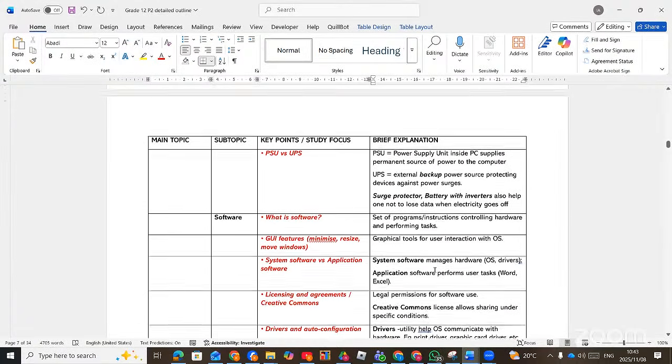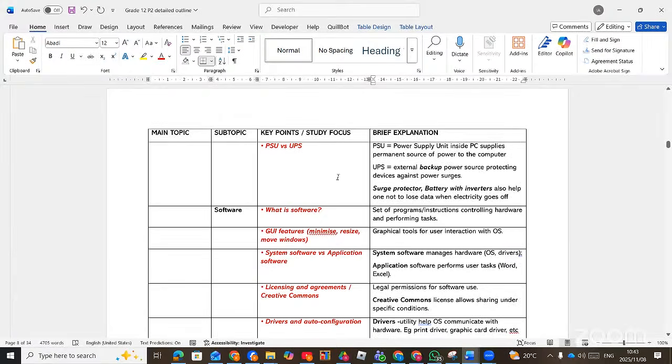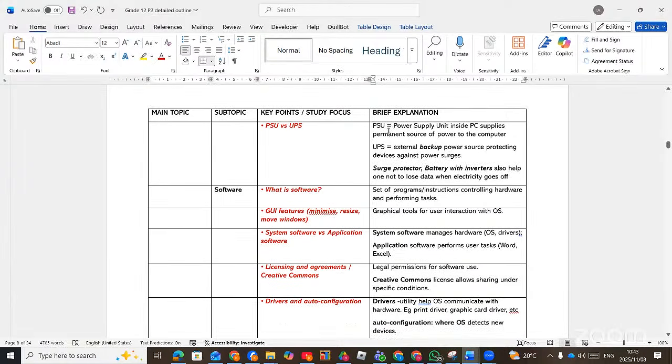Right. Then also comparing the power supply unit versus the UPS. Like we said, the power supply unit is inside the computer and supplies a permanent source of power to the computer. And then the UPS, uninterruptible power supply, is external, which is backup power. It is not inside the computer or the computing device. It is external, and you connect it to your computer, and it gives backup power to the computer. Right. In case the power goes off, you will have a constant supply of power.